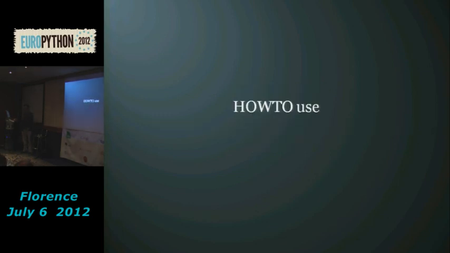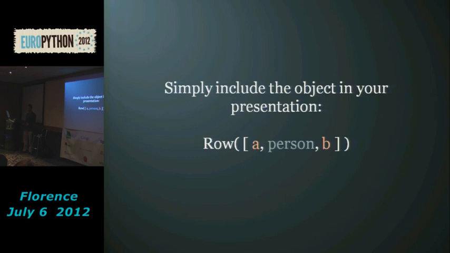Now, as for how we use it, how do we incorporate an object in our presentation? It's really, really simple. You just literally put it in the middle of the presentation description like that. If person is just a regular Python object and A and B are presentation combinator types, like labels, just simple presentation types, Larch will automatically coerce person to become a visual representation of that person.